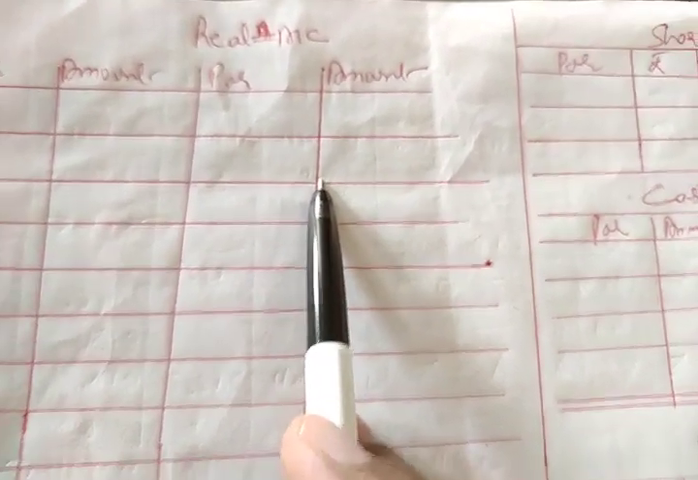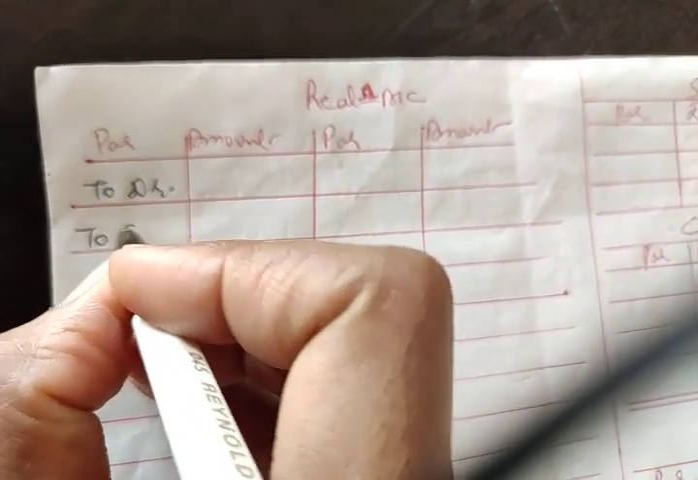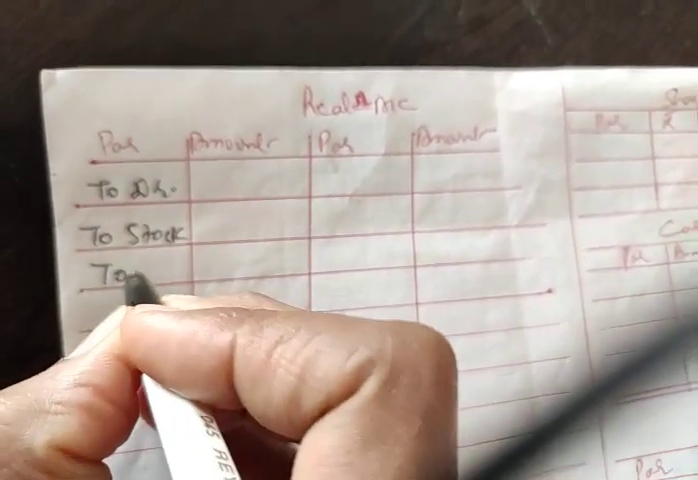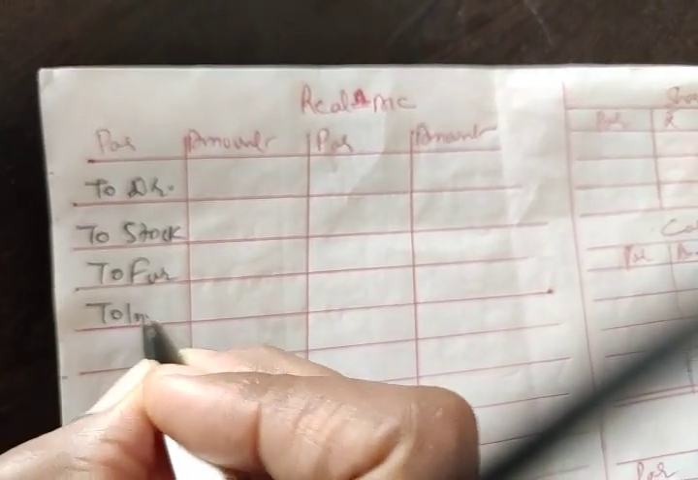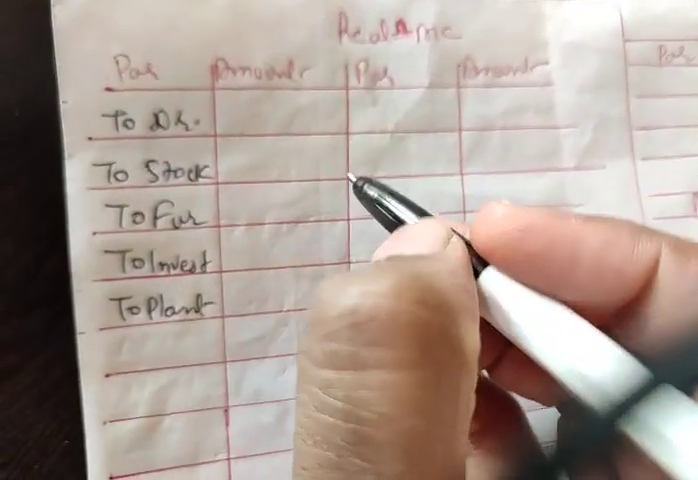So I have opened the realization account, which we always have to open at the time of closing the firm. Then I have opened the partners' capital accounts, then the shares account, then the cash account, and then the purchasing company account. So very first step, as usual, we'll take all the items from the balance sheet towards realization. First I'll take debtors, then stock, then furniture, then investment, then plant. These were the assets in the balance sheet.